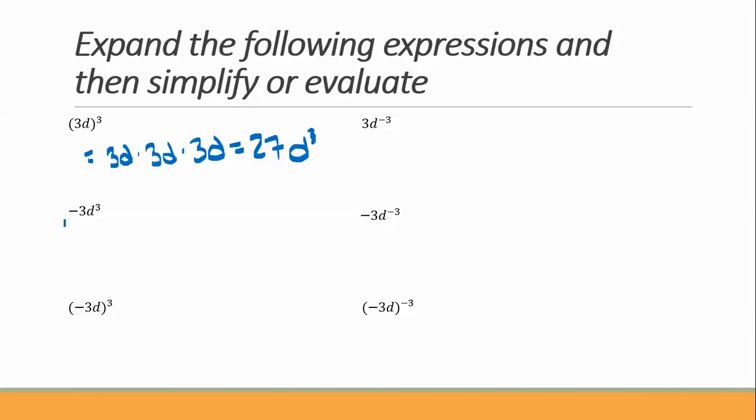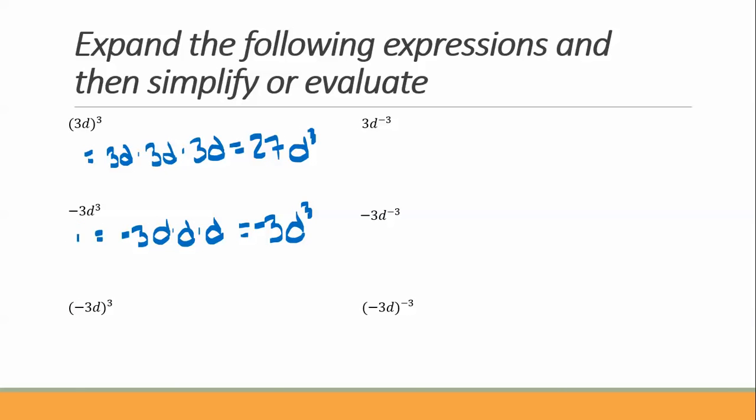This is the opposite of 3D cubed. So just expanding it, we have negative 3, opposite of 3. D cubed is D times D times D, which there's no simplifying we can do on this one other than making it back to the original problem, negative 3D cubed.